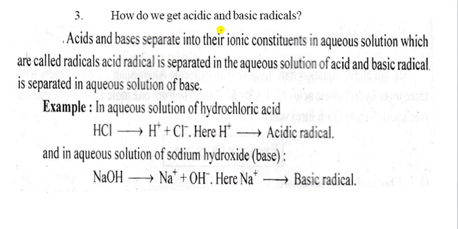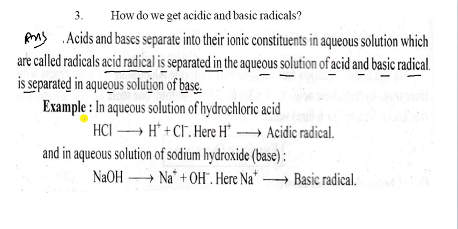How do we get acidic and basic radicals? As you know, every compound has two types of radicals. First one is the basic radical and second one is the acid radical. So let us see, you can write the answer like this. Acid and base separate into their ionic constituents in aqueous solution, which are called radicals. Acid radicals are separated in aqueous solution of acid and basic radicals are separated in aqueous solution of base.